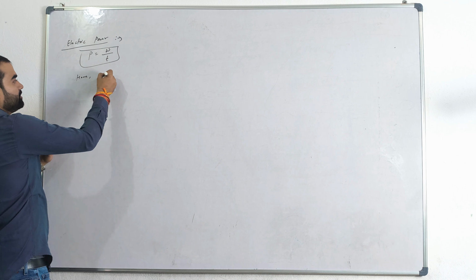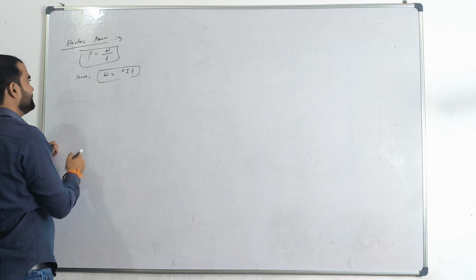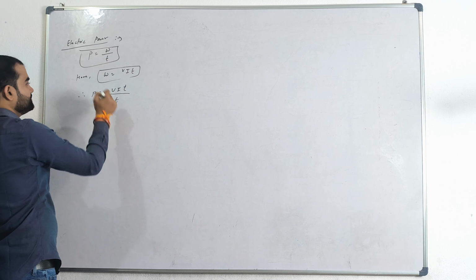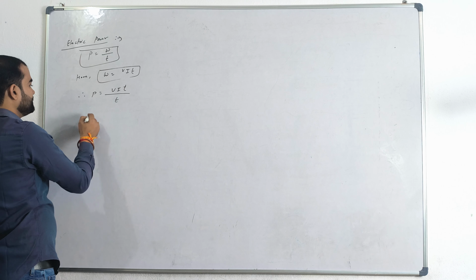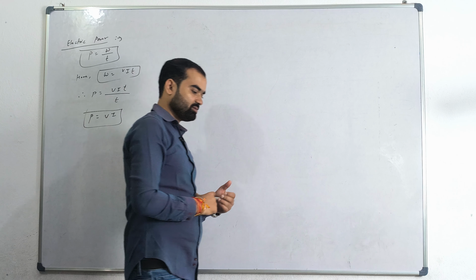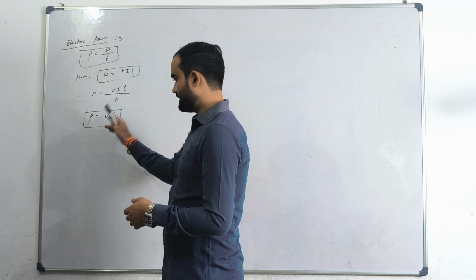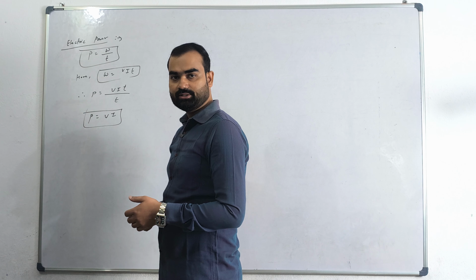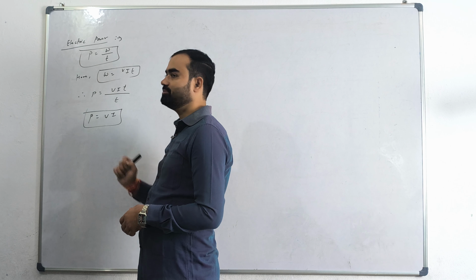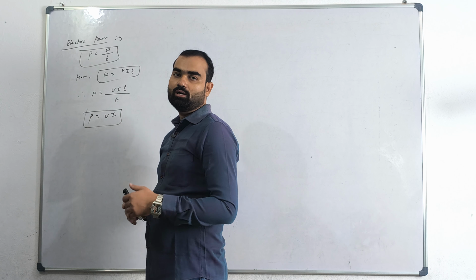Here, W equals VIT in the previous mathematical derivation. That's why P equals VIT by T. T cancels out, which means P equals VI. This is the very popular formula for electric power. There are a lot of formulas in terms of resistance and electric current, and in terms of resistance and potential difference. When we replace I in terms of V and R, you get a formula in terms of V and R for electric power. A lot of formulas.